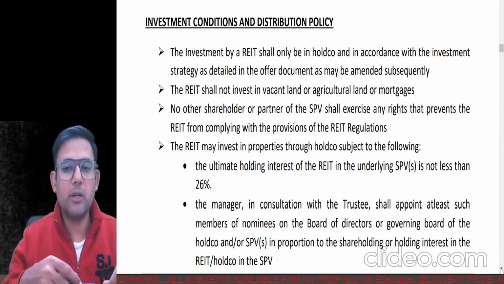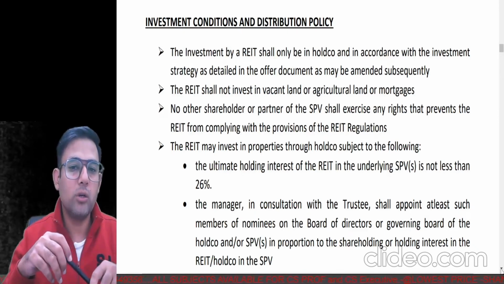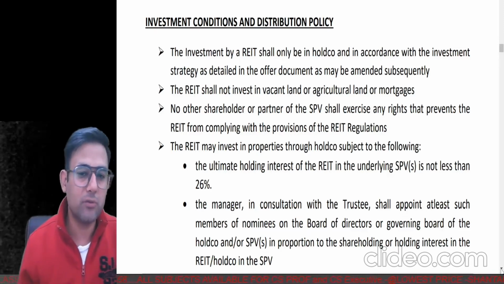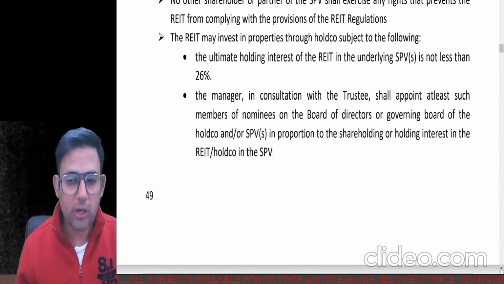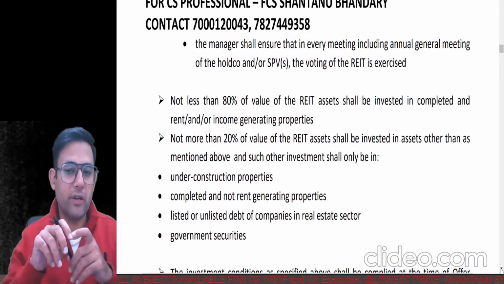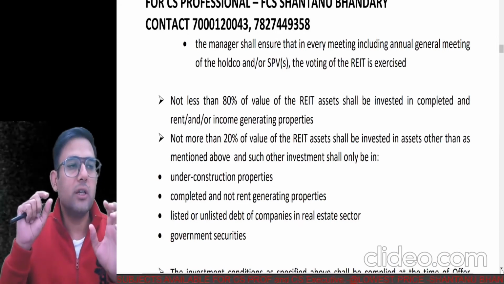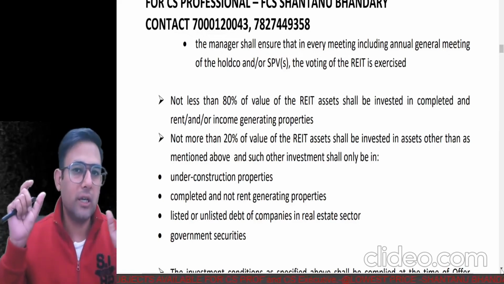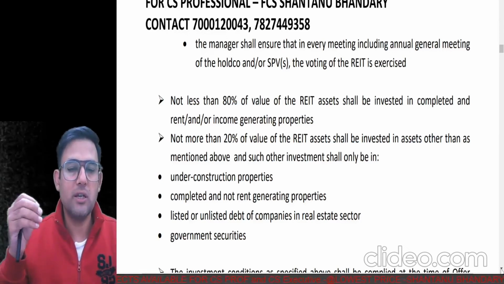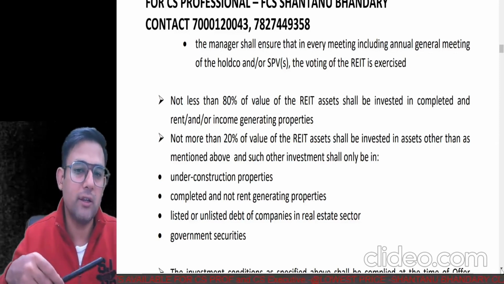All of that has to be considered, but a REIT will not invest in agriculture or mortgaged land. The other thing we have to make sure of is that one REIT will not invest in the units of another REIT. These are a few things that have to be considered. Further, the manager will ensure that in every meeting, including the annual general meeting, of the holding company and SPV, the voting of the REIT is exercised. So in case the REIT has invested a certain sum of money in the construction of an apartment, whenever the meeting for that builder happens, the manager on behalf of the REIT will represent the REIT in that meeting, and obviously will vote according to the voting share and the situation.